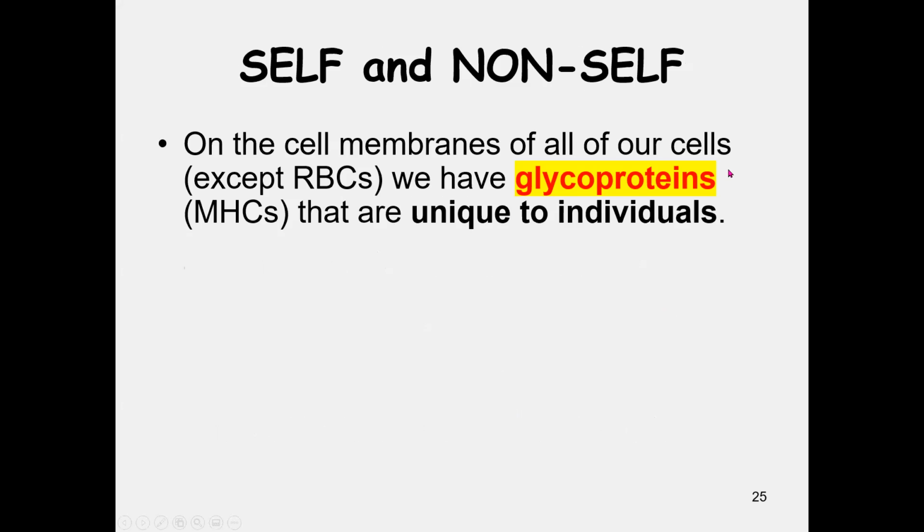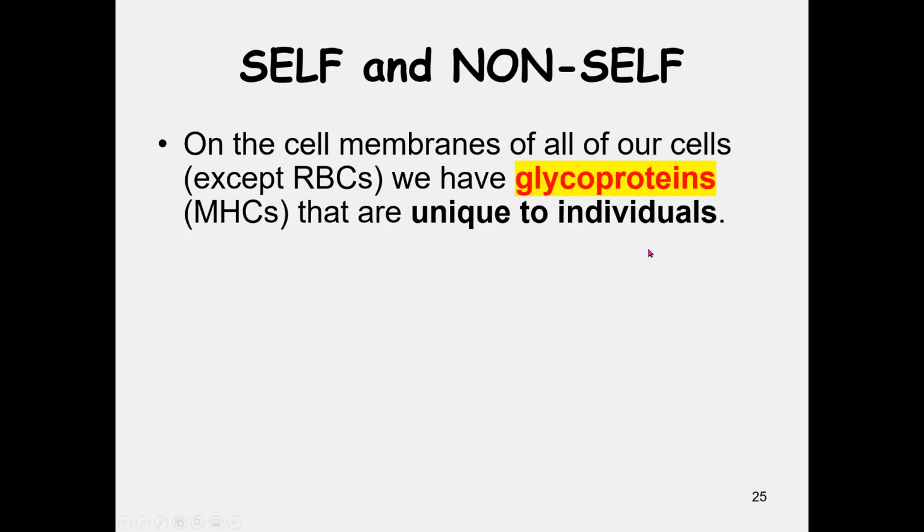So just going back to the B cells and the T cells, we have the idea of self and non-self. On all cell membranes, except for the red blood cells, because they don't have a nucleus, all of our other cells have glycoproteins. Glyco means sugar, so these are proteins with a bit of sugar on them. They're called MHCs. I'll get to that in a minute. And they are unique. And that is what makes us us.